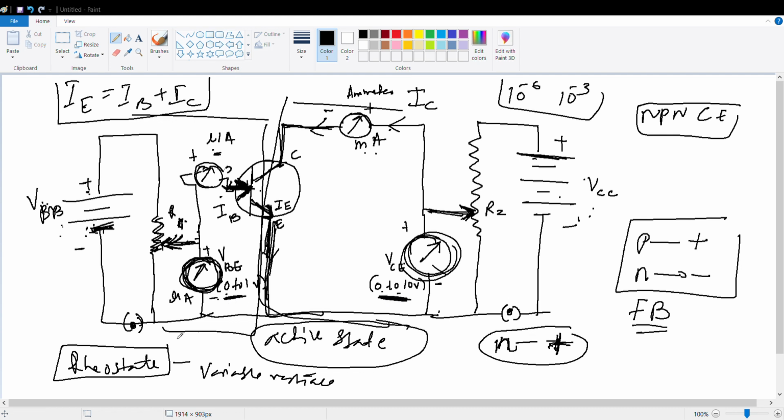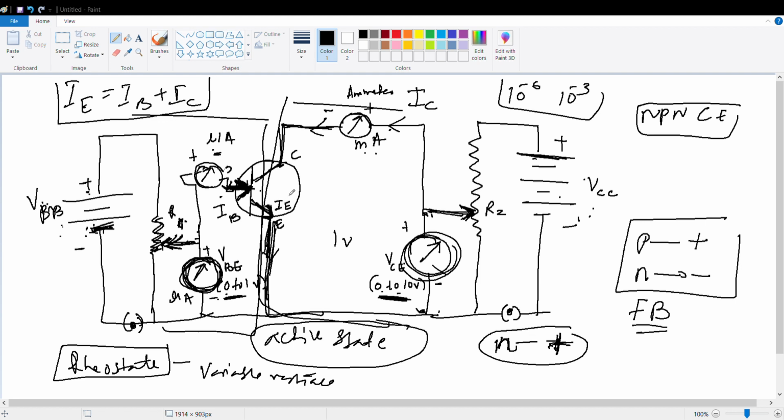That means input characteristic is how the IB is changing with respect to VB at constant VCE. That means I am keeping the VCE, this voltage, constant at, let's say, 1 volt, and I am changing VB. With the change in VB, how is the IB changing? That is the input characteristics. Understood till now?